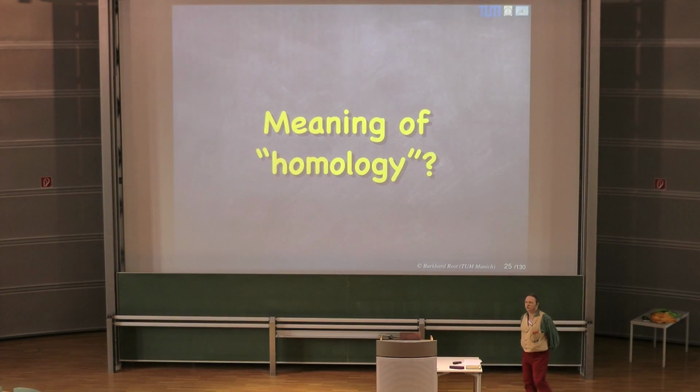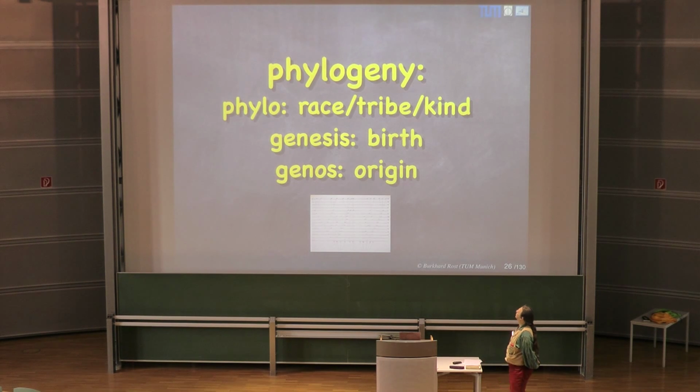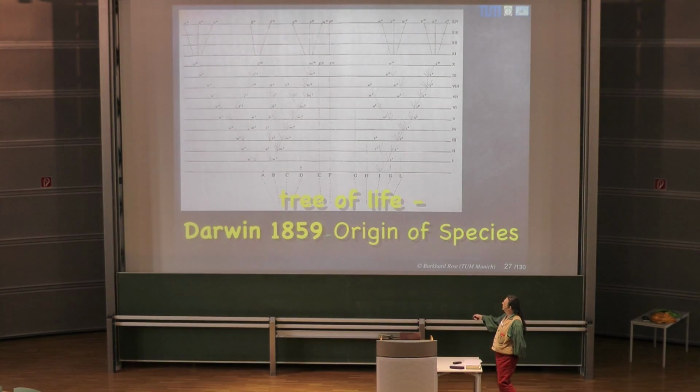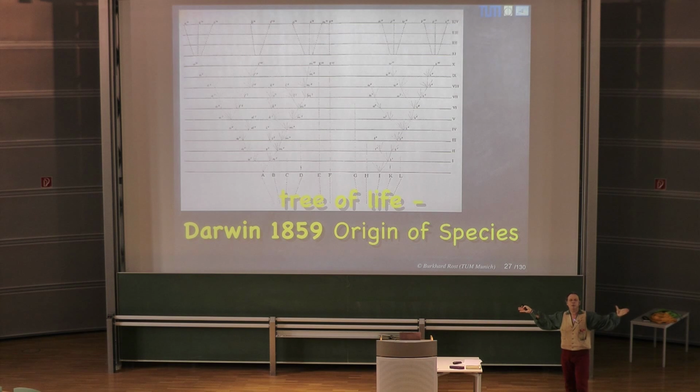Let's go to another word, homology. The word homology is a very often used word, and homology comes in fact from phylogeny, another one of those words, essentially relatedness, the related origin. And this one here is the only figure in Darwin's 1859 Origin of Species, the tree of life. That's the tree of life that explains how we all are related, according to Darwin in 1859.